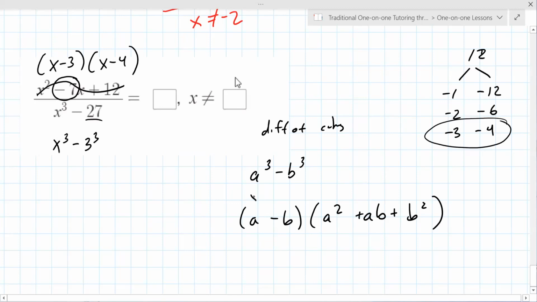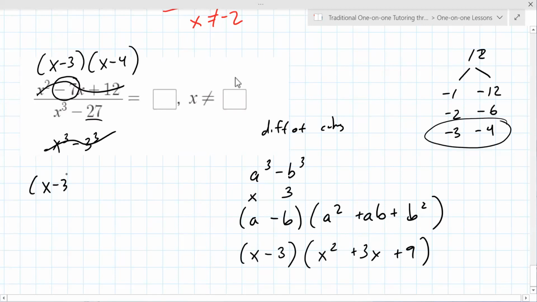And that means that your A is x and your B is 3. So notice I just substitute the numbers in here. A is really x, that's x squared. A times B is 3x. And then 3 squared is 9. This takes the bottom position: x minus 3, x squared plus 3x plus 9.